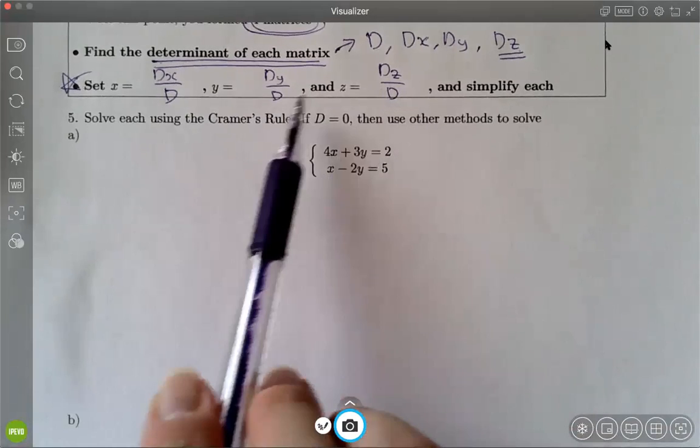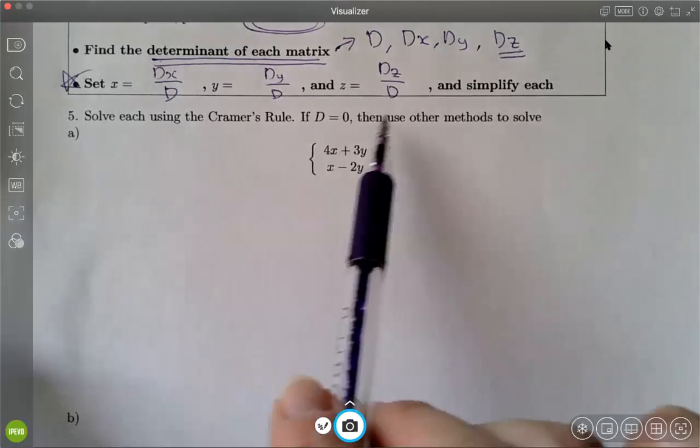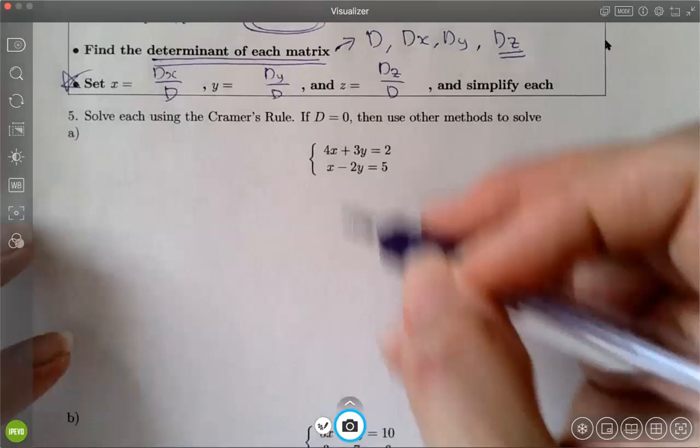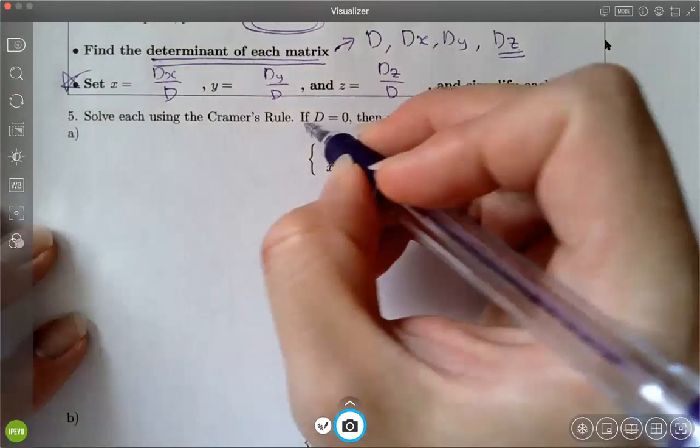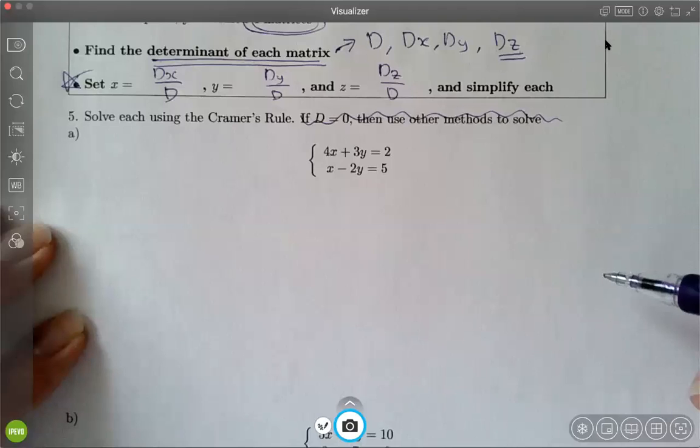People commonly think, oh, that means the answer is no solution. Well, that may not be true. You don't know. So that's why it says to use other methods to solve. But for the following problems, you don't have to worry about this extra phrase because D will never be equal to 0. How nice is that?